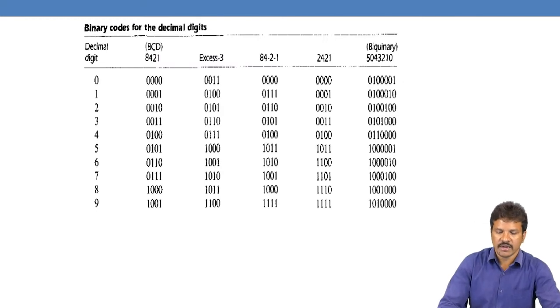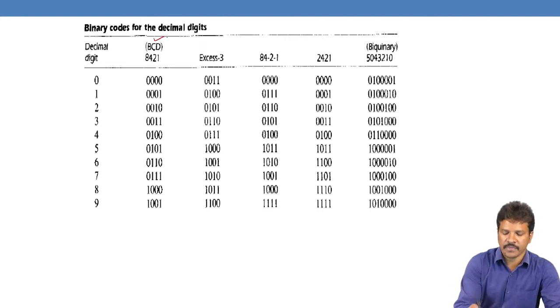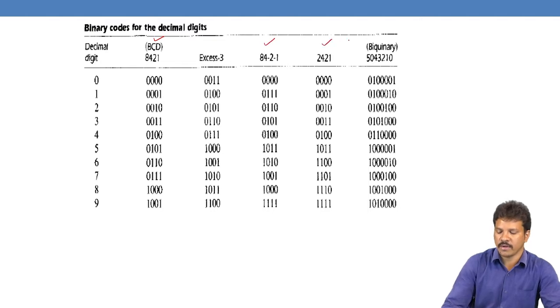If you see this table, it gives the conversion from a decimal number into its weighted and non-weighted codes. First we will see some weighted codes like BCD, 8 4 minus 2 minus 1, 2 4 2 1, and the last binary code.